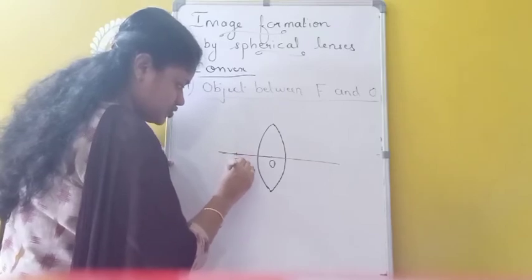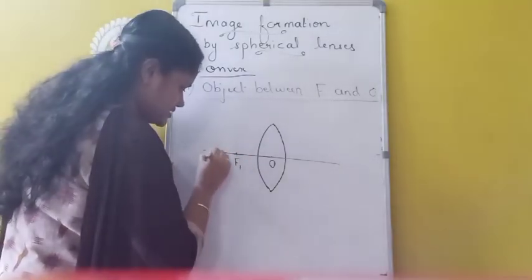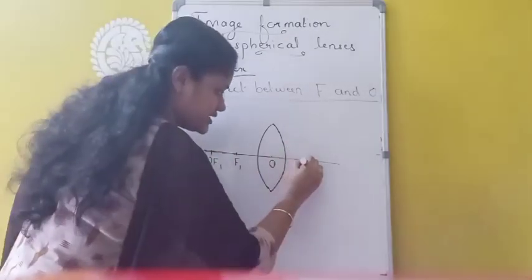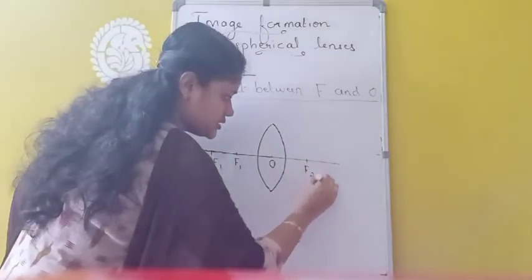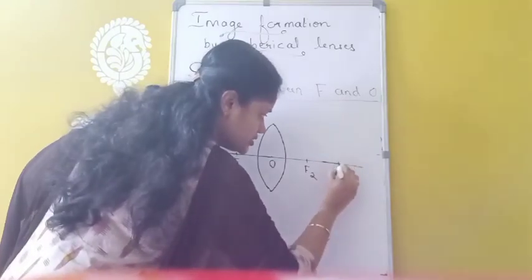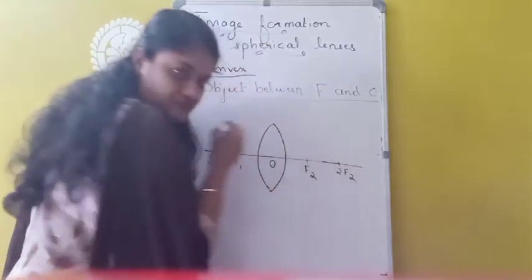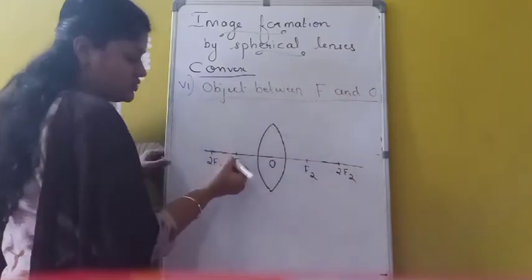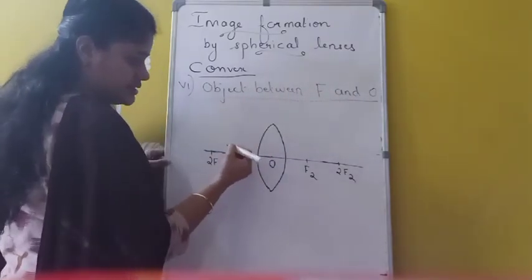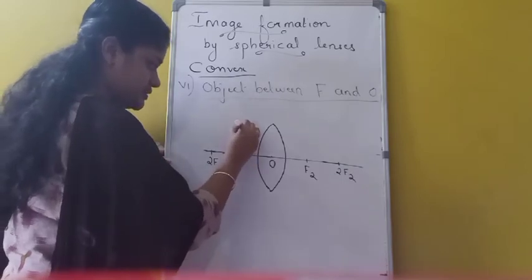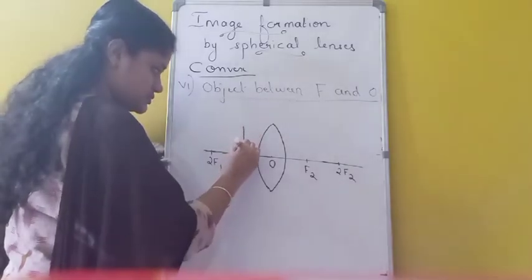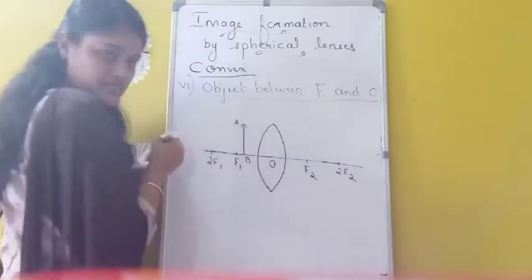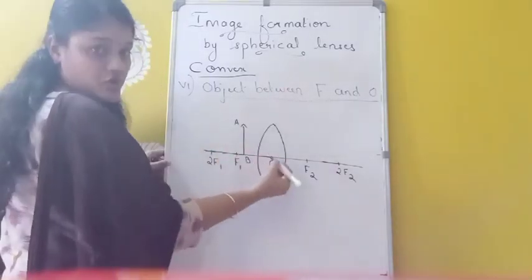So this is first focus F1. And twice distance we can mark 2F1. And here we can mark F2. And twice distance we can mark 2F2. Okay. And now we are placing the object between F and O. That means F1, focus and optic center. Somewhere here I am placing the object. So this is the object now. So AB is the object. It is placed between focus and optic center.